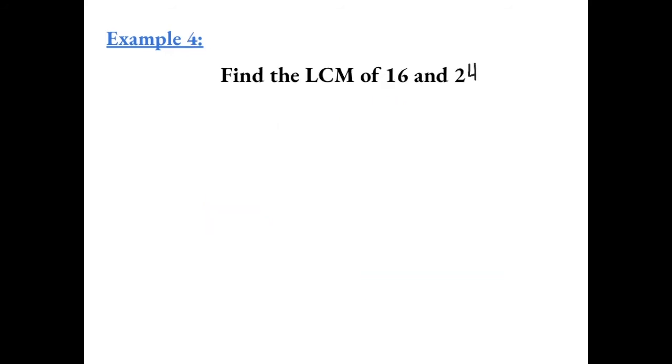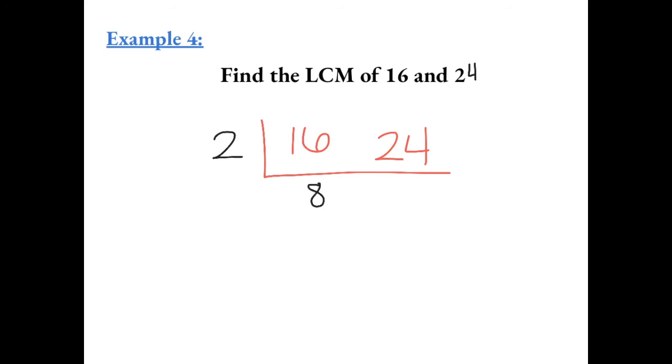Find the least common multiple of 16 and 24. Again, I'm going to use the ladder method. We're going to write them side by side and put an L around them. The smallest prime number that goes into both of these is 2. 2 goes into 16 8 times, and 2 goes into 24 12 times.